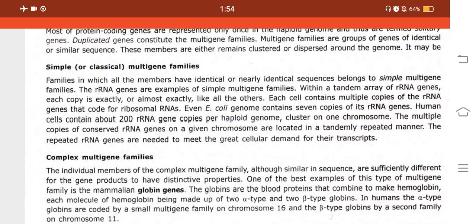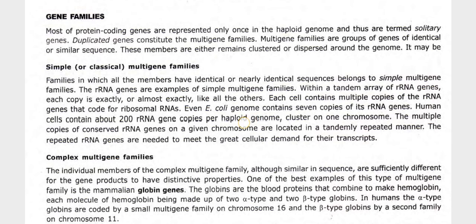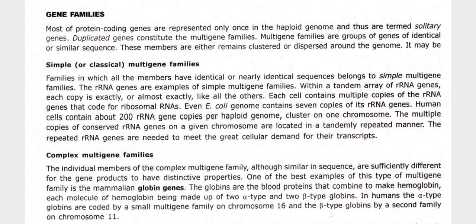Families in which all the members have identical or nearly identical sequences belong to simple multigene families. The tRNA genes are an example of a simple multigene family, with a tandem array of tRNA genes, each copy exactly or almost exactly like all the others. Each cell contains multiple copies of rRNA genes that code for ribosomal RNAs. Even the E. coli genome contains 7 copies of its rRNA genes.